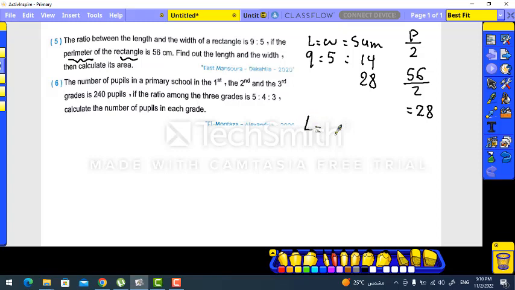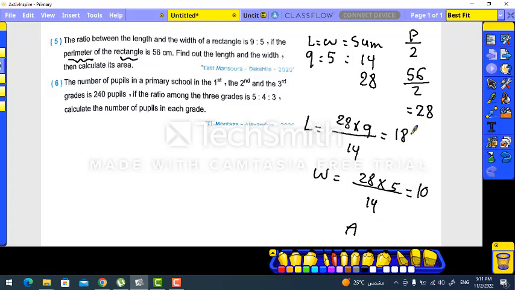To get the length, okay, 28 times 9 over 14, so it will be 18, and width 28 times 5 over 14, it will be 10, and area in centimeters equals length times width, so equals 10 times 18 equals 1800 centimeters squared.